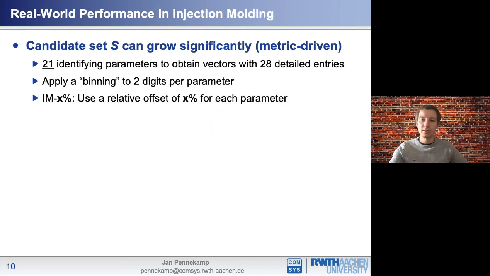Continuing with our real-world example in the domain of injection molding, we've already seen that the candidate set can be quite large, and this is driven by the used similarity metrics. For the sake of this example, we're going to consider two different metrics: one with a relative offset of 2% and another one with 2.5% for each parameter. Here we use 21 identifying parameters that then return records with 28 detailed entries.